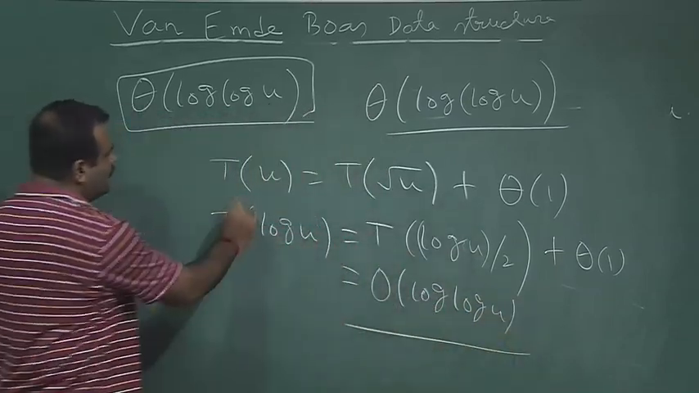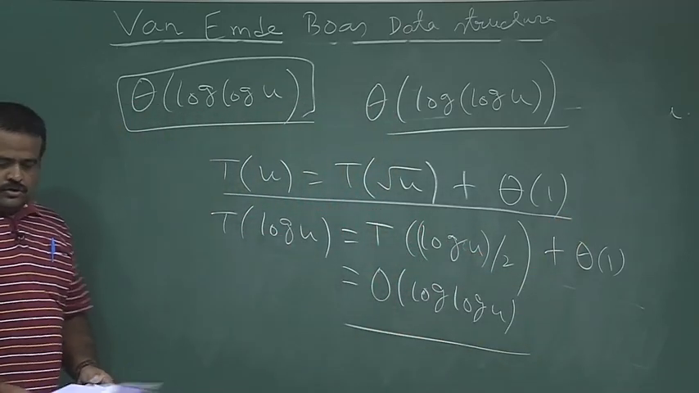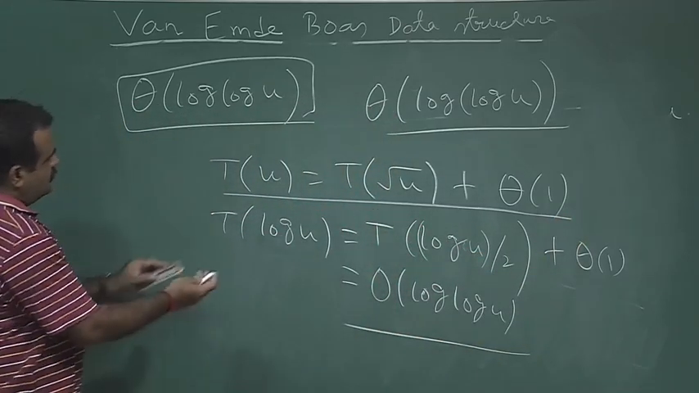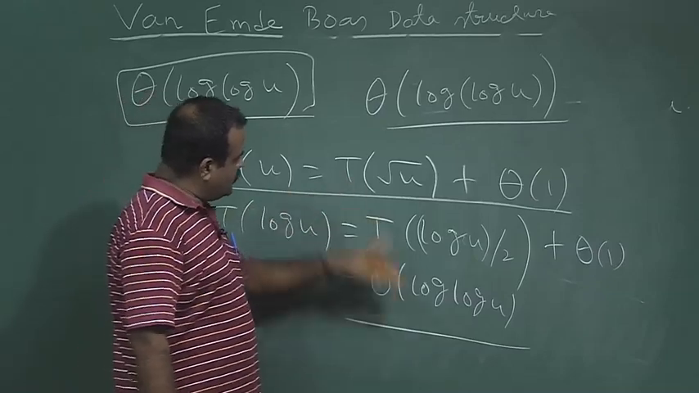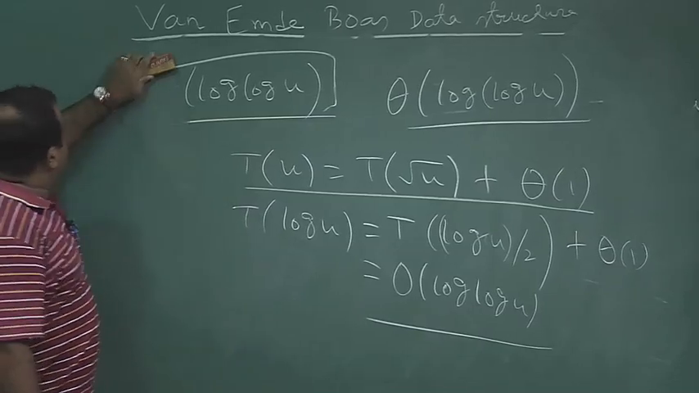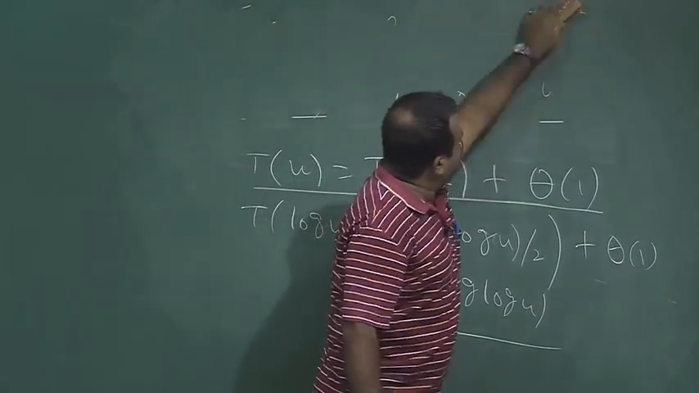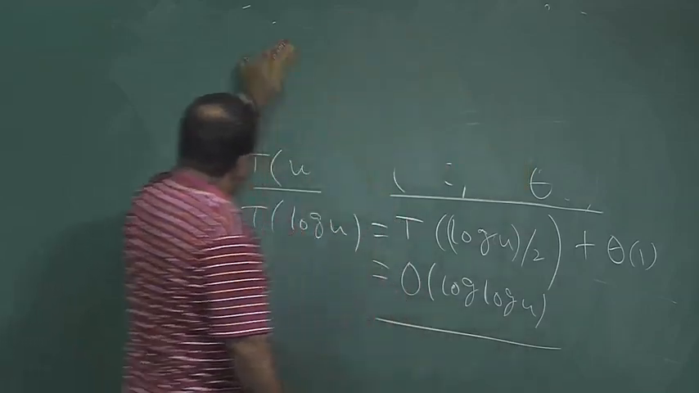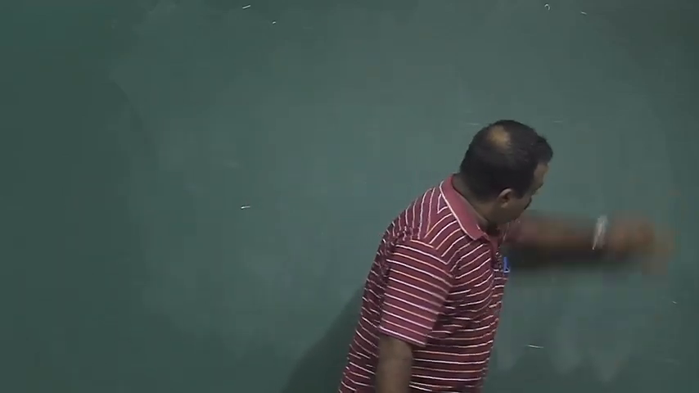So, we want to get this type of recurrence for this problem. This is our goal, to achieve this recurrence so that we can get the solution as log of log u. Now the question is how we can get that. This is the idea of Van Emde Boas, and he has designed this data structure.